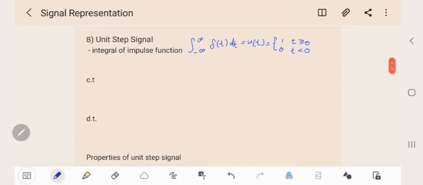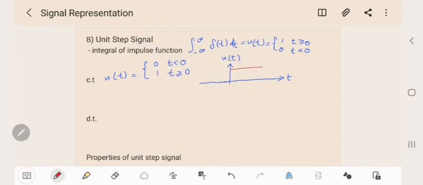Okay. So when this signal is represented in the continuous time domain, u(t) equals 0 when the time is smaller than 0, and 1 when the time is bigger than or equal to 0. So this signal will be represented like this. And this is our signal. It will look like this: it has a value of 1 starting at 0, and when the time is smaller than 0, it is represented as 0.